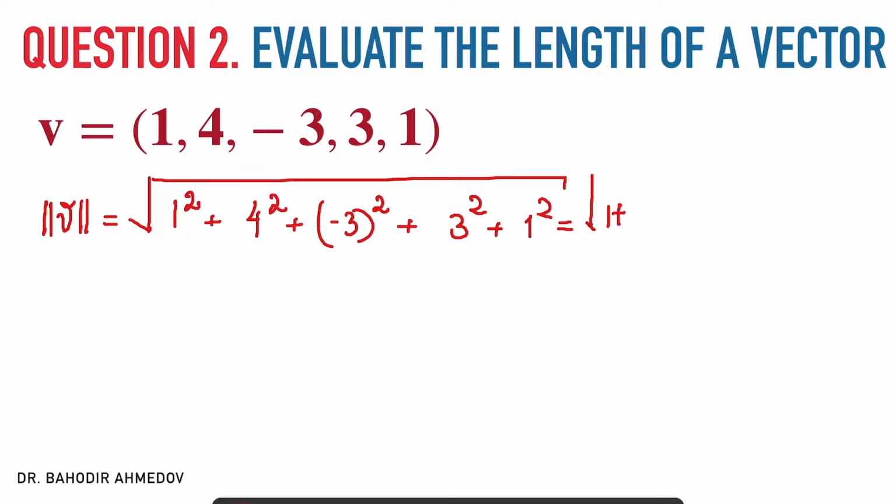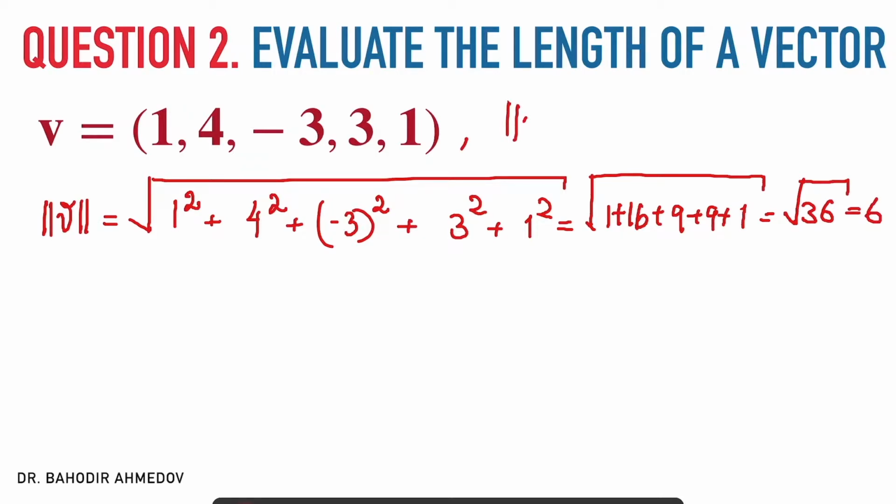It's going to be 1 plus 16 plus 9 plus 9 plus 1. It's going to be 20 plus 16, which is 36, right? Square root of 36 is equal to 6. Well, the norm of the vector v here is equal to 6.